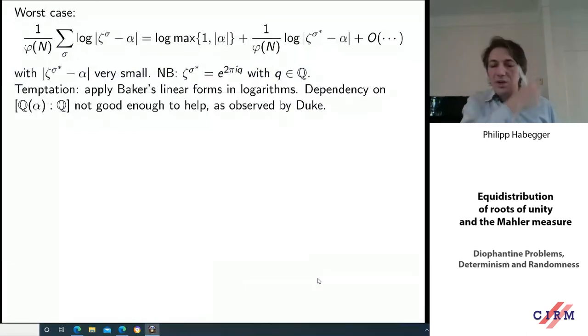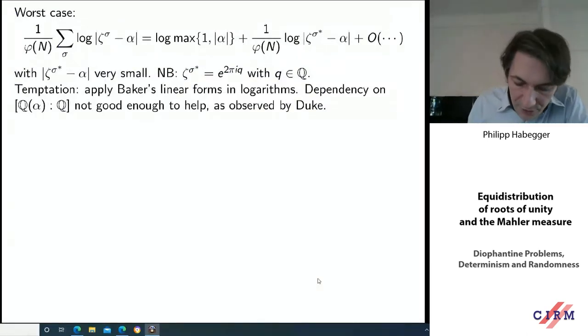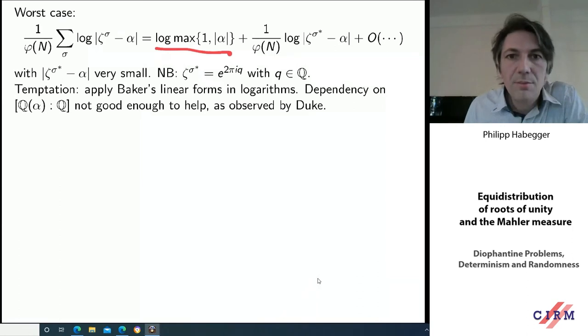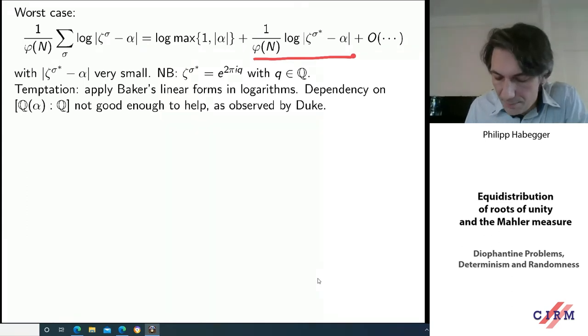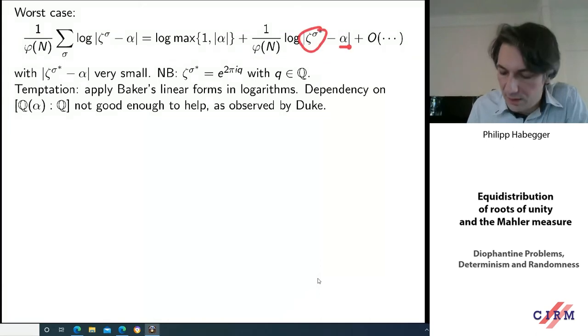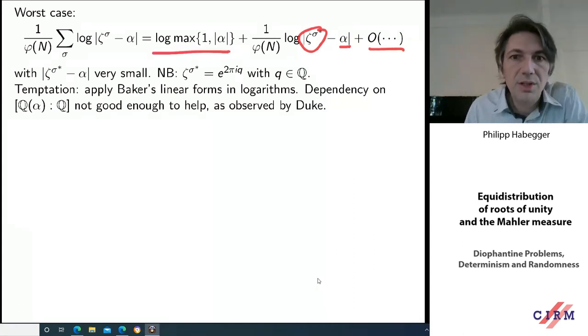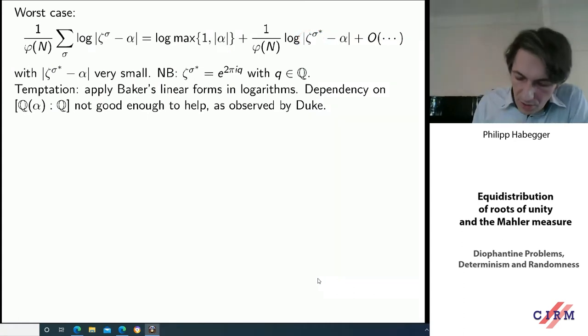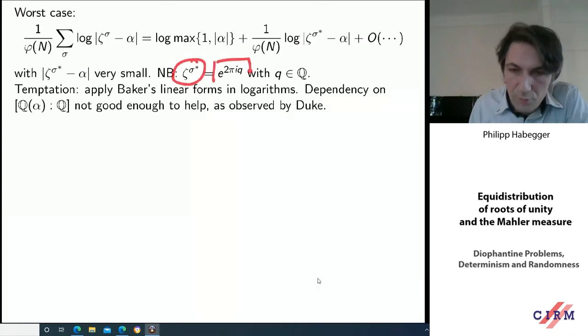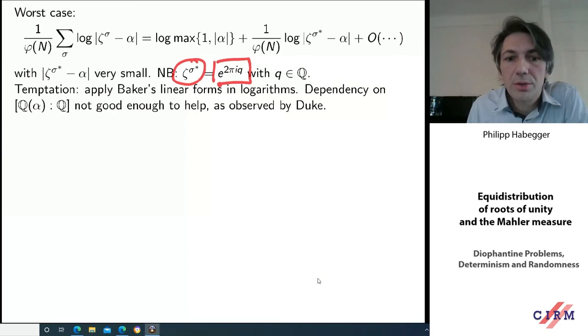Okay, so what is the worst case scenario? It's when our average is the log of max of 1 and the absolute value of alpha, so this is the Mahler measure, plus some pathologically negative term that comes from a conjugate that is extremely close to alpha. I'm not going to specify the error term here, that comes from this one. Recall that this sigma, this exceptional conjugate, is just of the form e to the 2 pi i q for some rational number q.